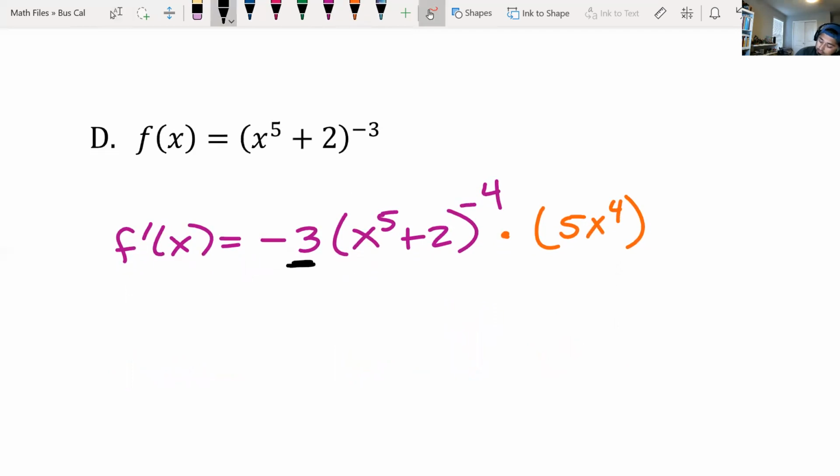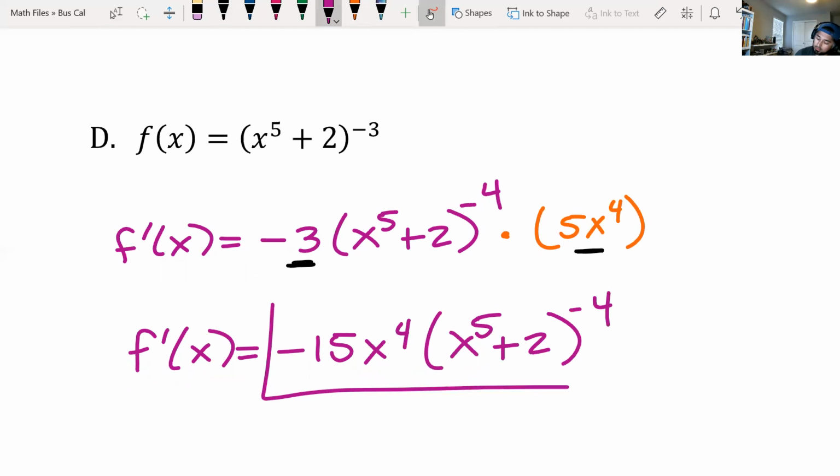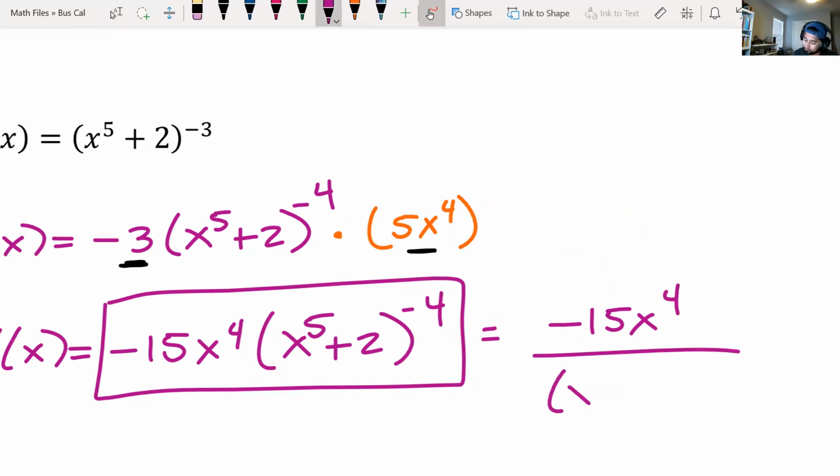And then negative 3 times 5x to the 4th: negative 15x to the 4th times x to the 5th plus 2 to the negative 4. Perfect. Of course, you could rewrite it as negative 15x to the 4th over x to the 5th plus 2 to the 4th.